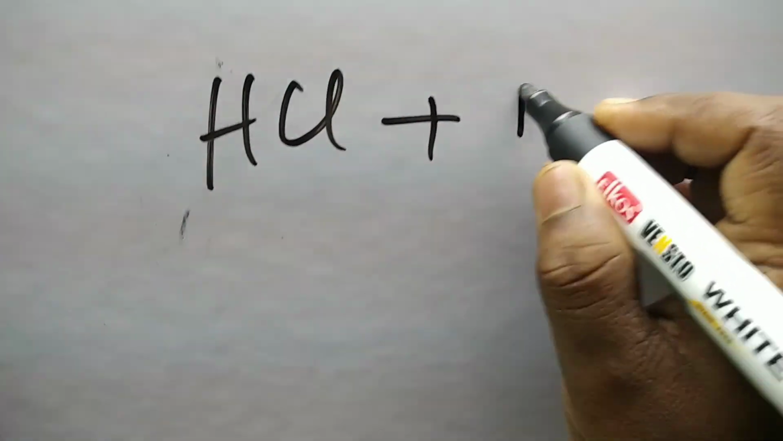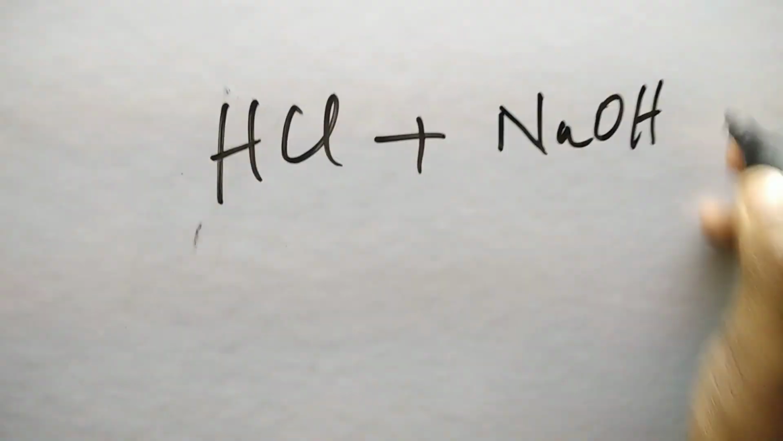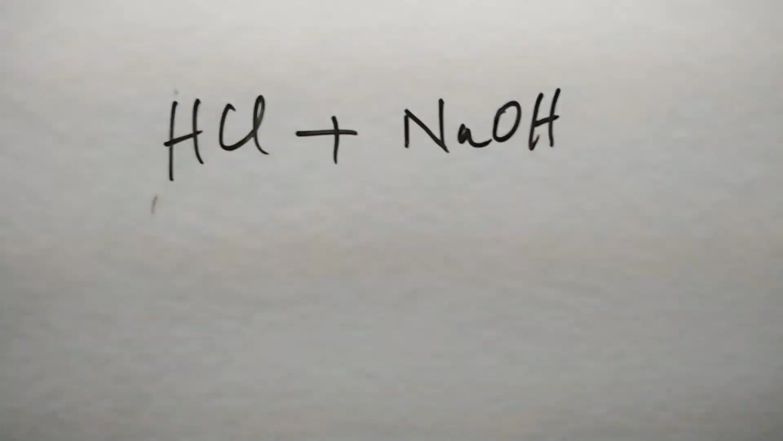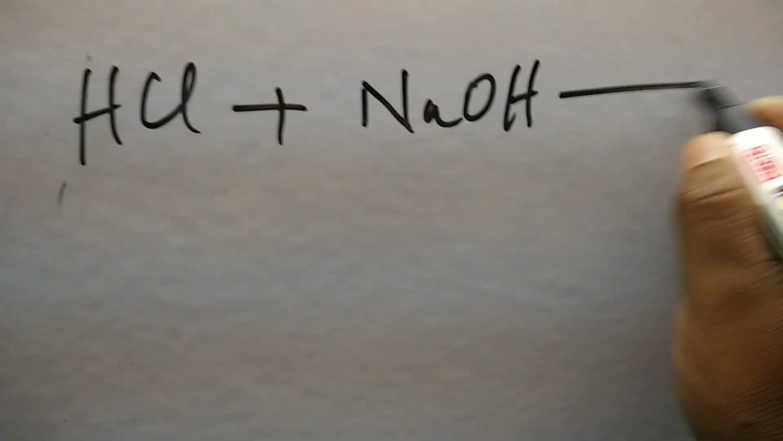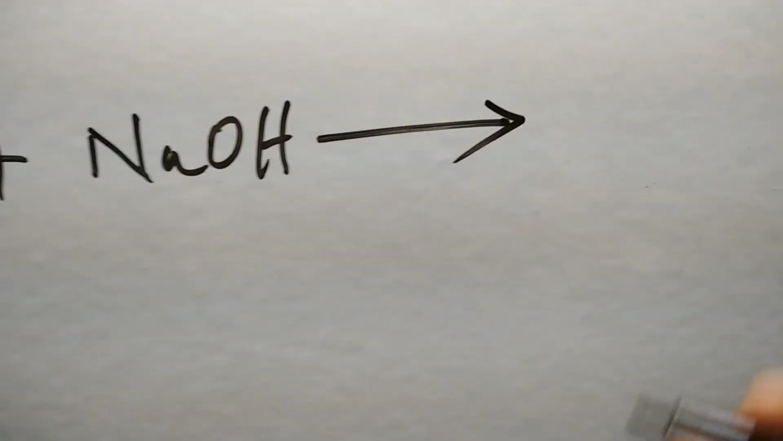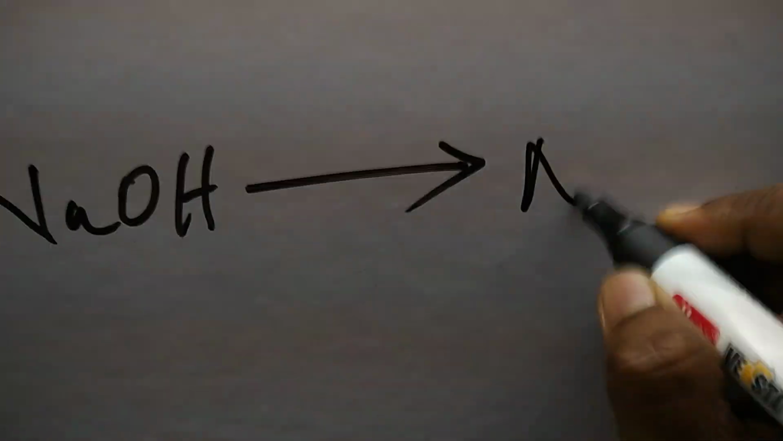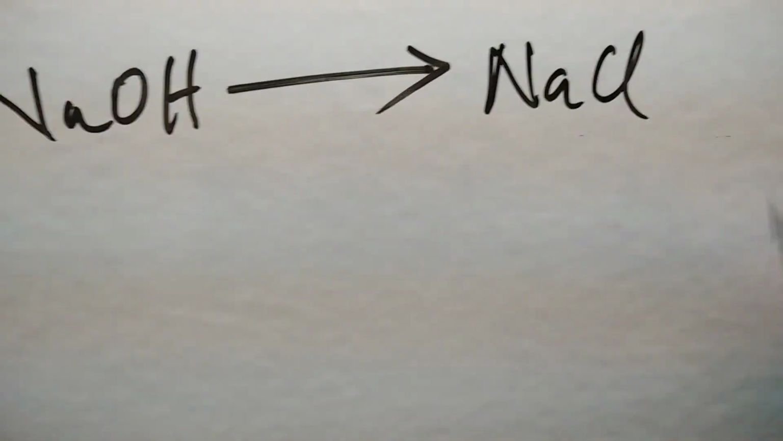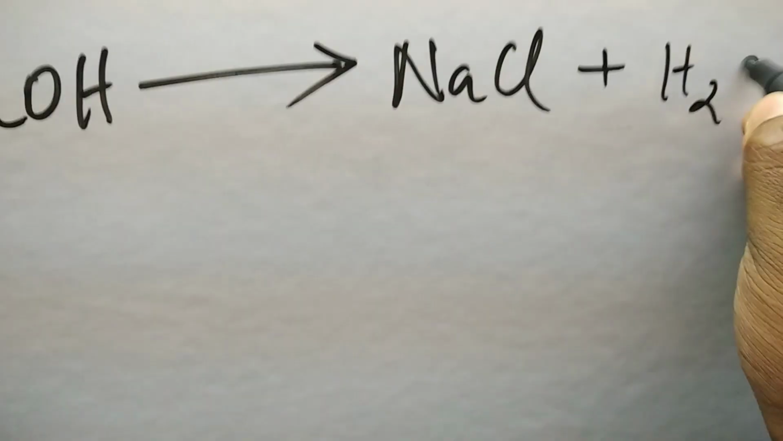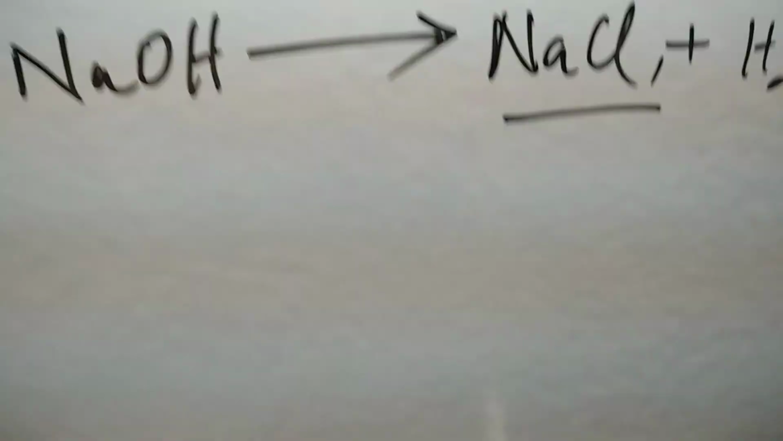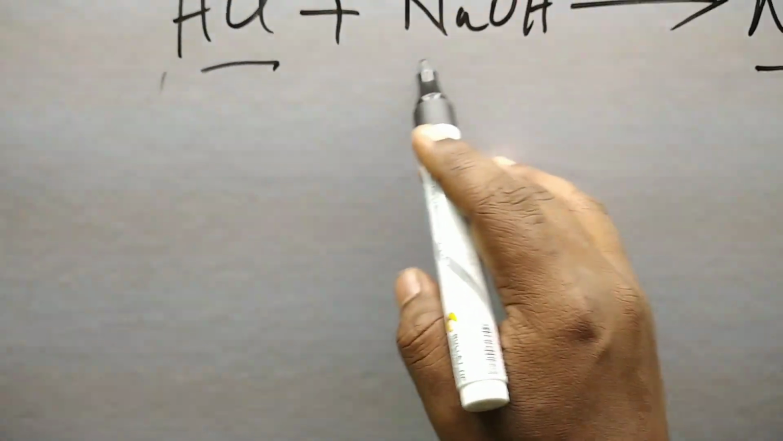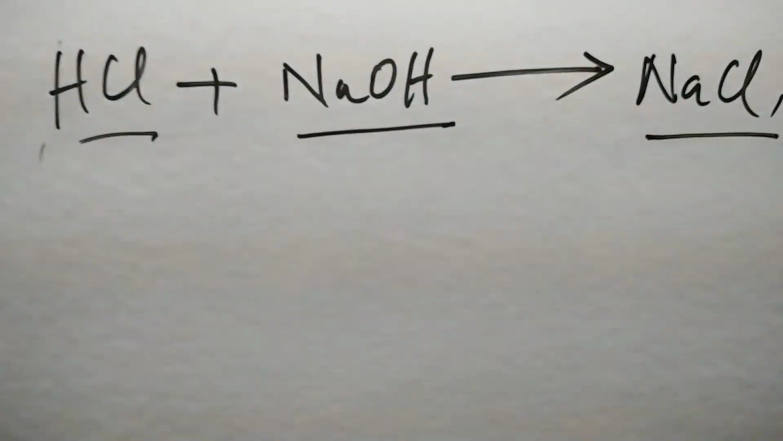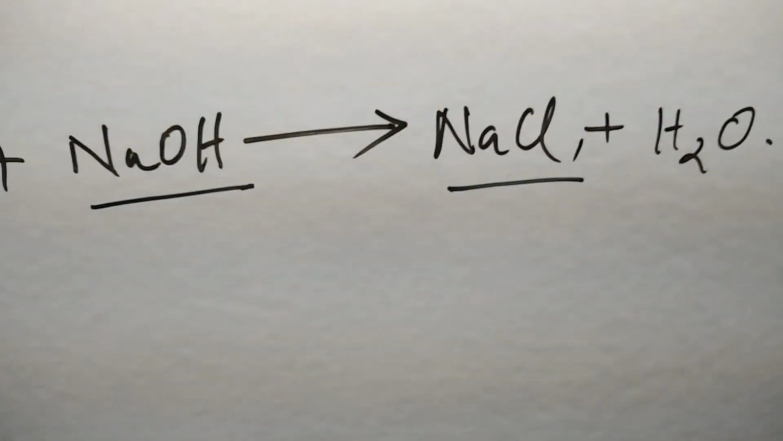HCl, hydrochloric acid, when it reacts with sodium hydroxide, and this sodium hydroxide is an alkali, it forms NaCl and water. We know sodium chloride is a salt. This HCl is a strong acid and sodium hydroxide is a strong base, forming a neutral salt, that is NaCl.